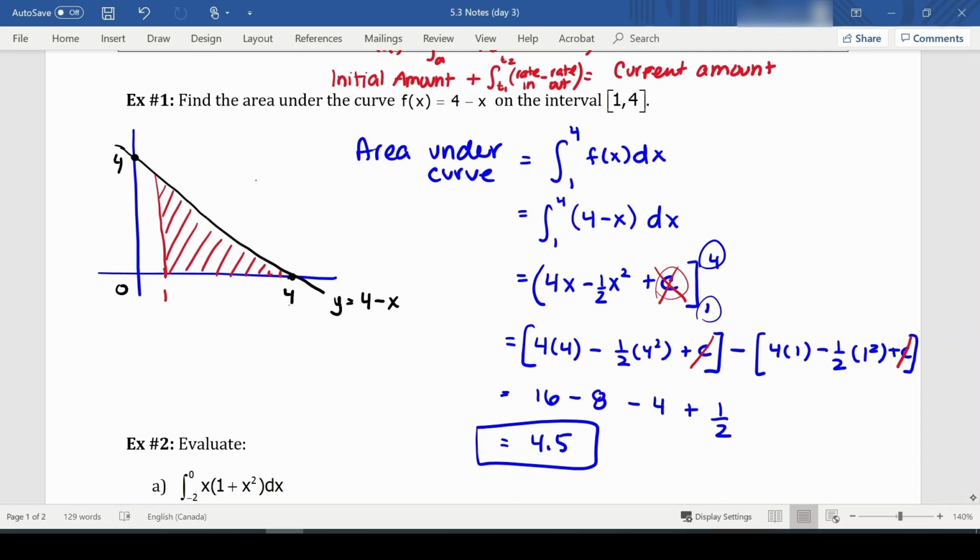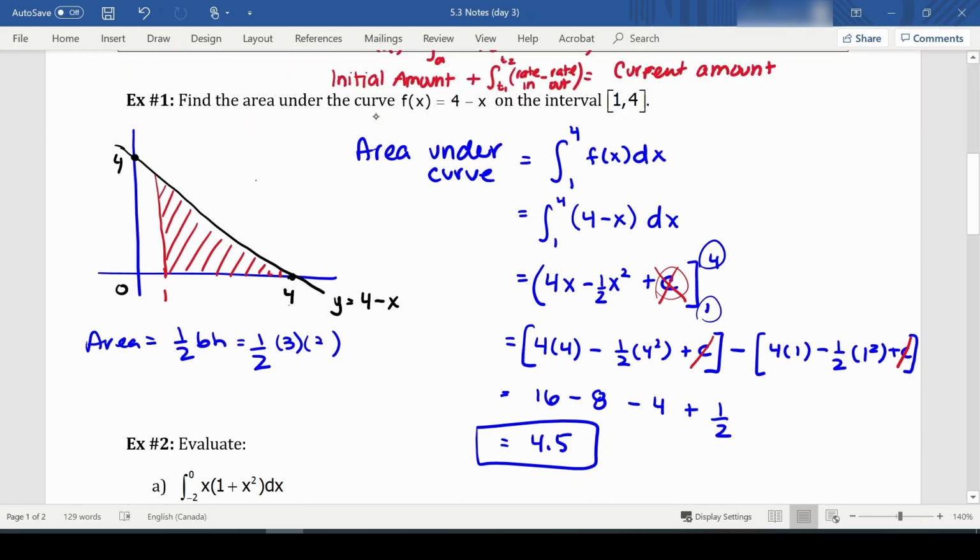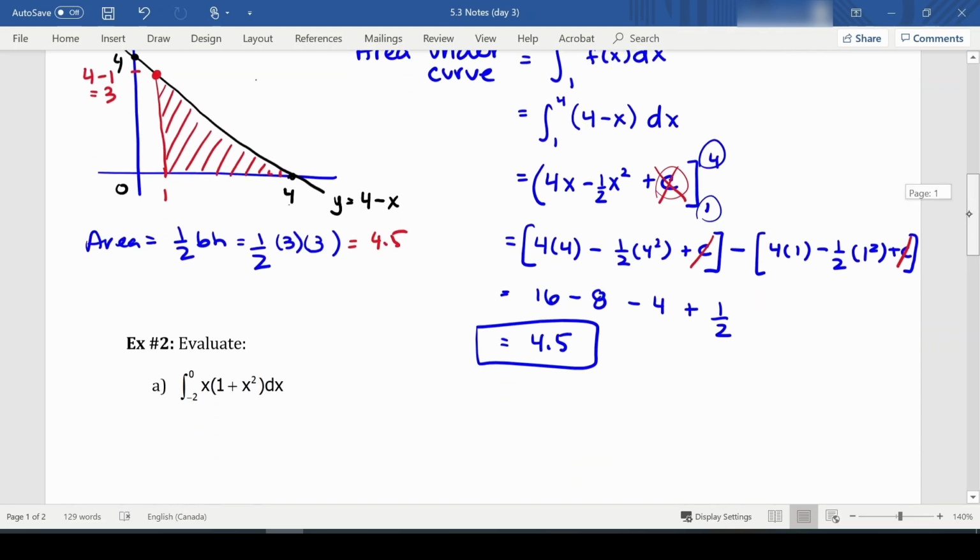And I could have also just found the area of the triangle. Area of triangle is half base times height. My base is 3, my height is 4, sorry, my height is not 4, my height is 3. I'm not evaluating. My height should be 3. Because this point here would be 4 minus 1, which gives us 4.5. So I could have also just found my area using geometry if I drew this curve, but sometimes they're going to be a lot more difficult than triangles and rectangles.